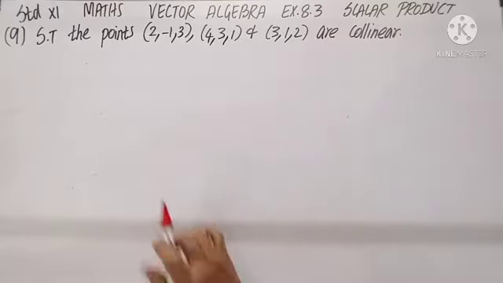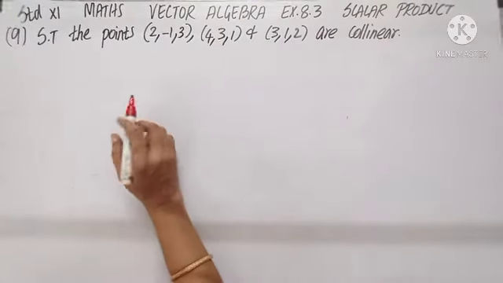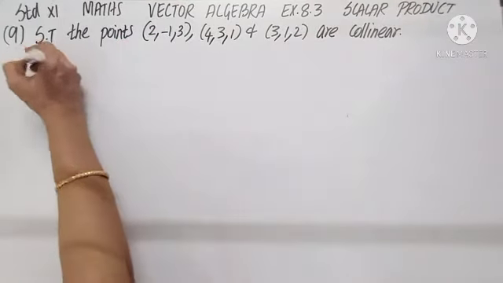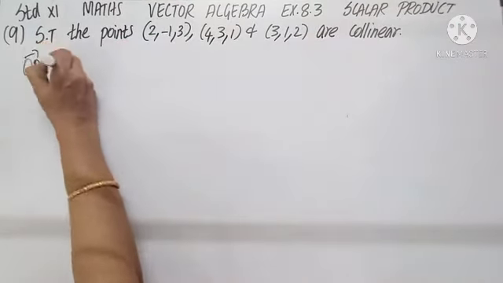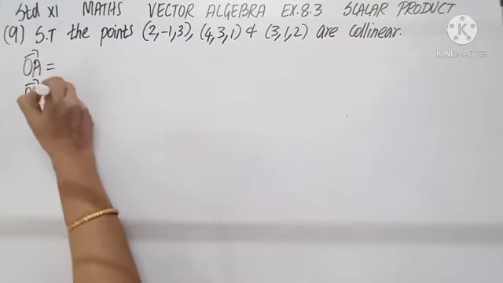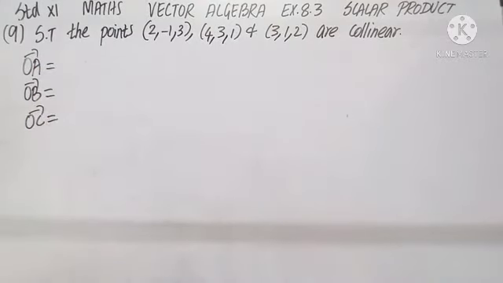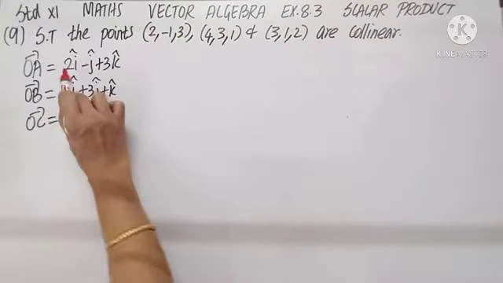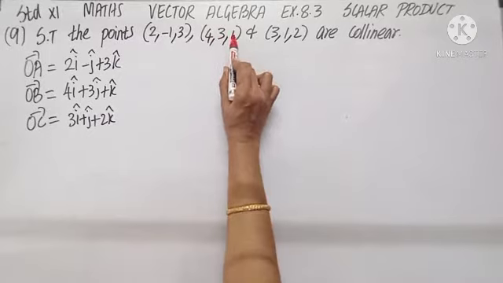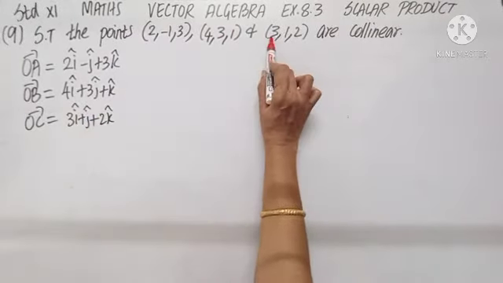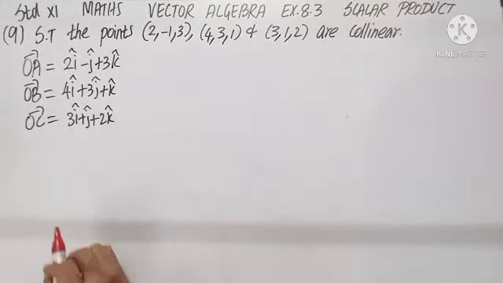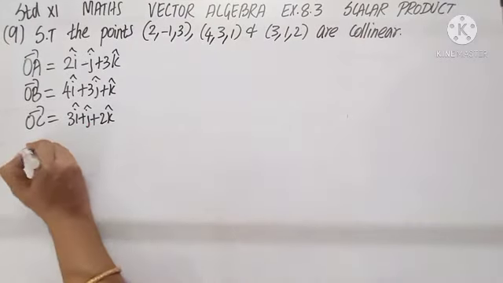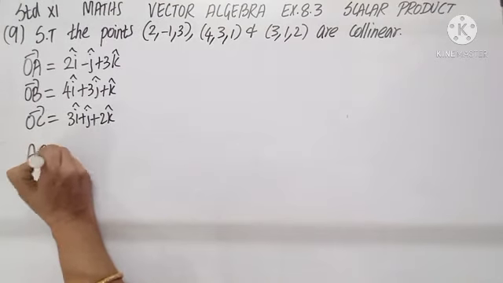Question number 9, show that the points are collinear. Given the points, consider the three as the position vectors, say OA, OB and OC. 2i minus j plus 3k is the OA vector, 4i plus 3j plus k is the OB vector, 3i plus j plus 2k is the OC vector. To prove them to be collinear, let us find out what is the AB vector.